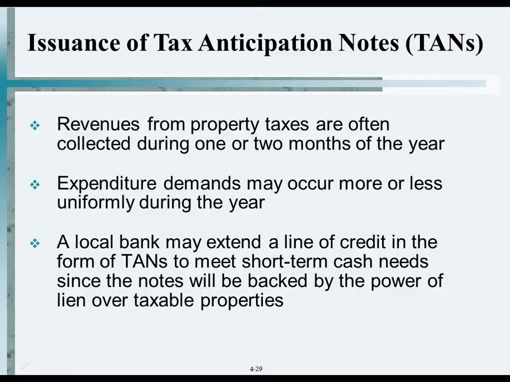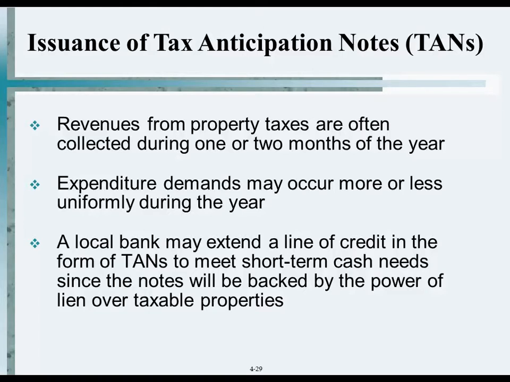Let's talk about the next subject, which is tax anticipation notes. Basically, these are short-term notes, short-term borrowing by a town. Why might a town want to borrow money on a short-term basis? Well, it's just to cover shortfalls.